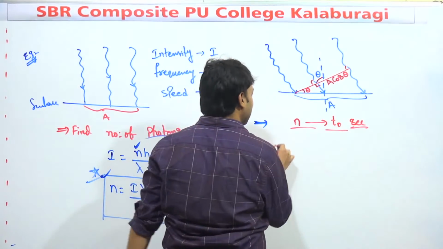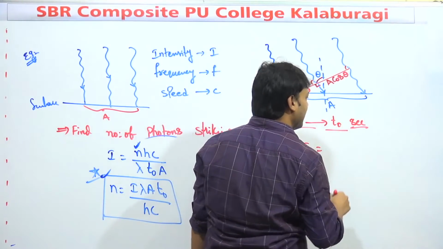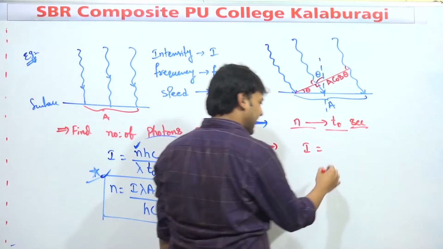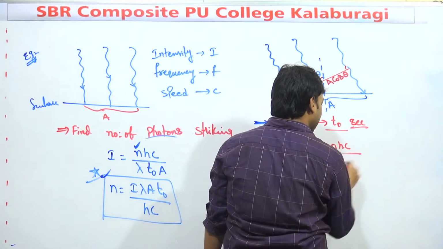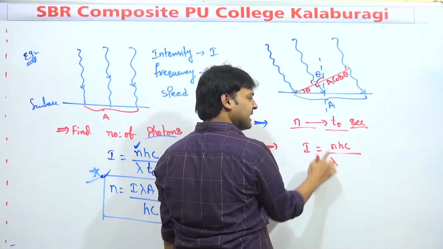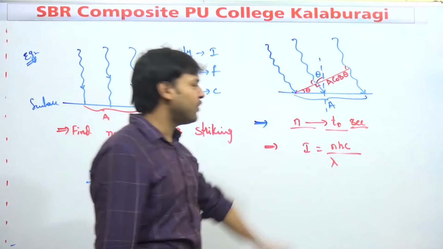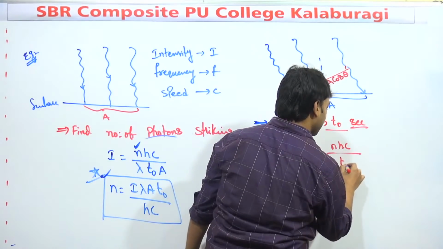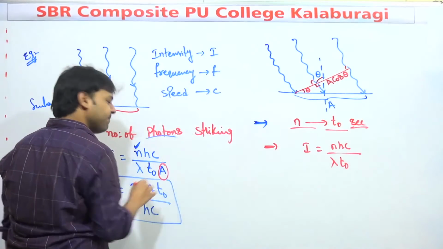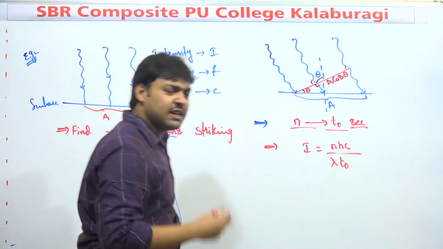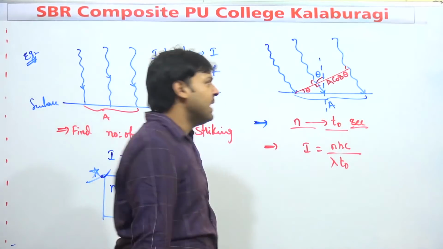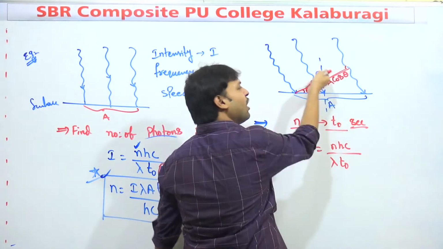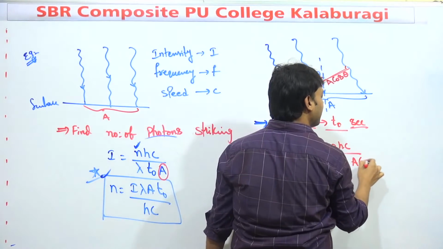So what can I write? Intensity is equal to energy per unit time per unit area. So what is the energy? It is nhc by lambda, energy for n number of photons. Now what is the time? T0 seconds I said, so it is T. Now instead of area, what do you have to consider? Perpendicular to the photons is this component of area. You have to resolve area into components, so it will be A times cos theta.